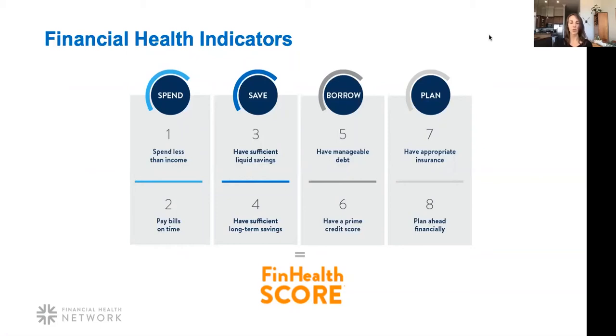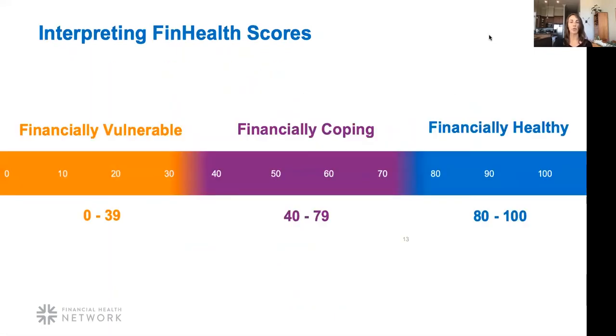We also use the basic FinHealth score framework as the basis, again, for the methodology in the 2020 Trends Report. So for every individual who responds to survey questions that align with these 8 key indicators of financial health, we can calculate one aggregate FinHealth score on a scale from 0 to 100 that we can then use to segment survey respondents into one of 3 financial health tiers.